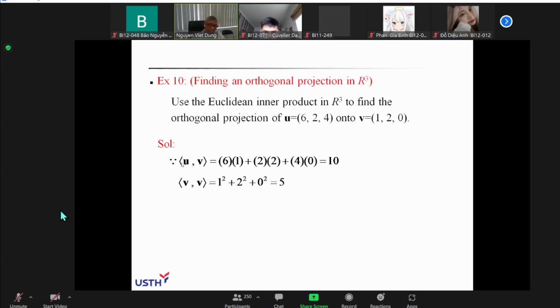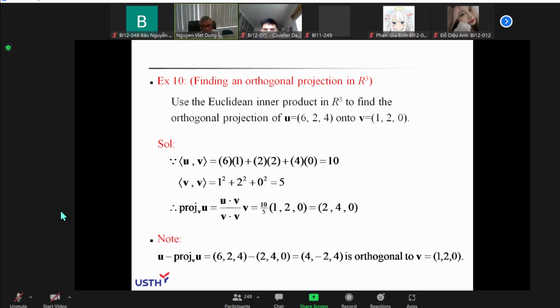You apply the formula I gave you in the previous slide. You have inner product of U and V equal 10 and inner product of V and V equal 5. So the projection of U on V equals that, and by computation you get (2, 4, 0). And you see (2, 4, 0) is 2 times V.